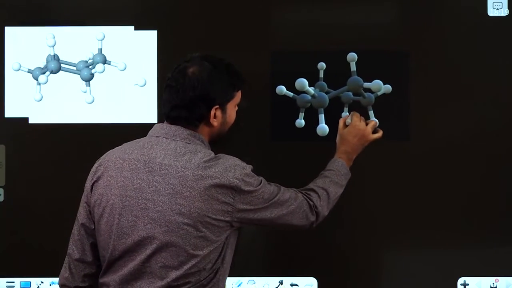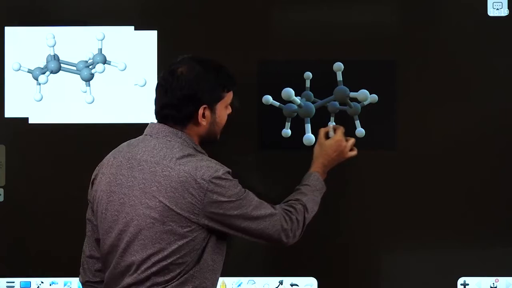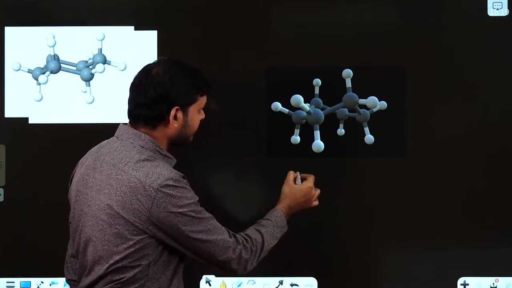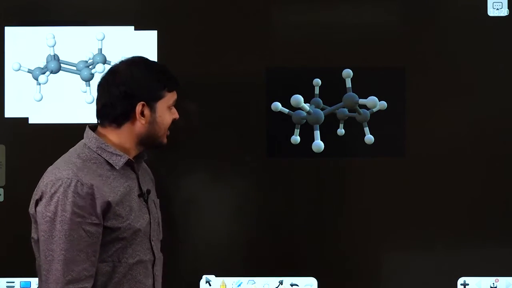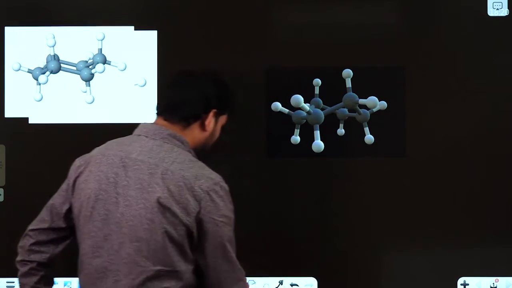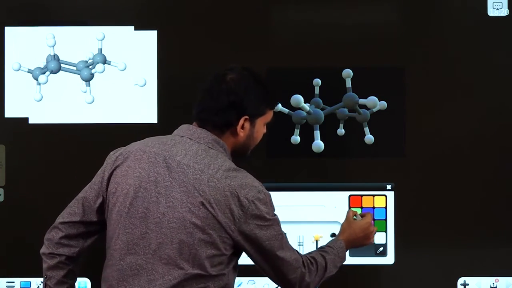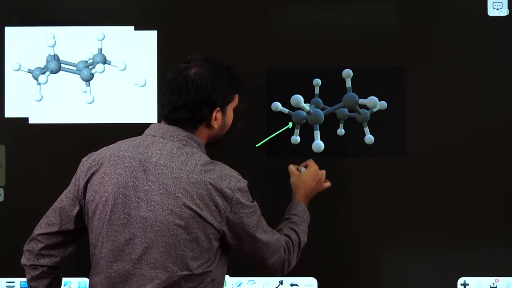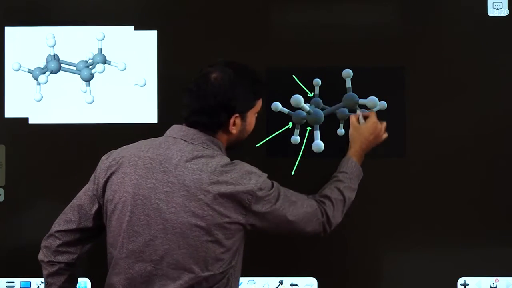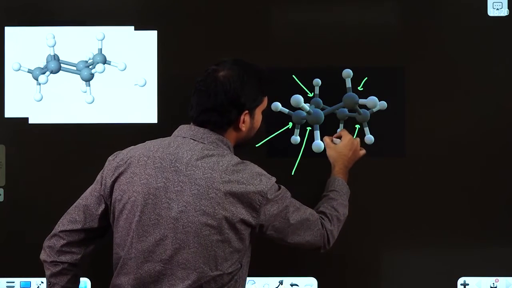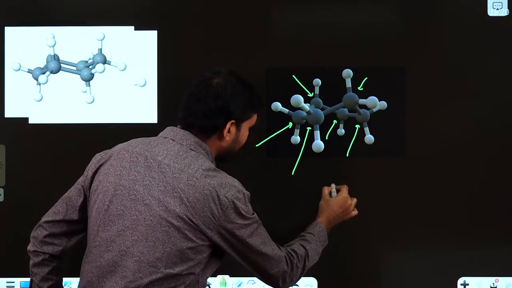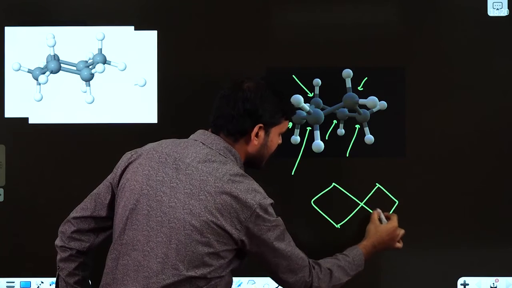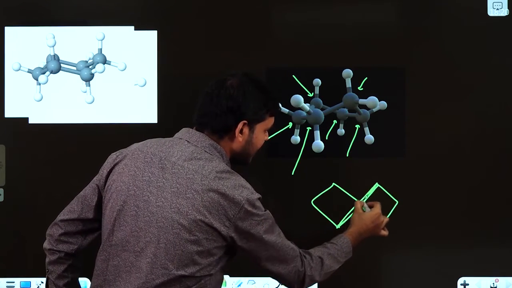So first observe this image, what it is all about. Let's see it properly, what this image is trying to show. If you see this as carbon number 1, carbon number 2, carbon number 3, and this is again 4, 5 and 6, right? So if you see properly, it is 3 carbons this side and 3 carbons this side. Isn't it twist boat?